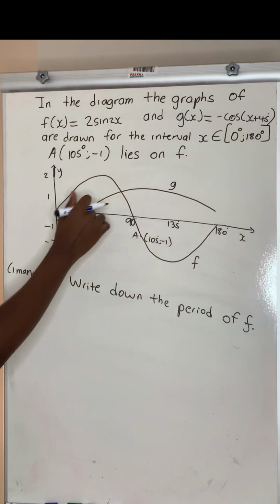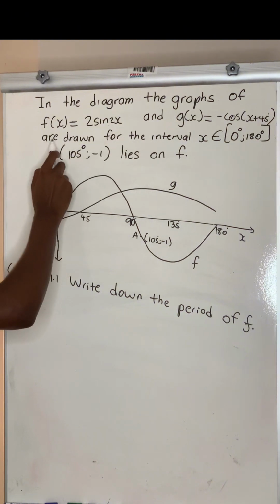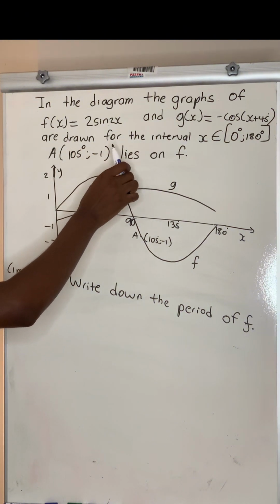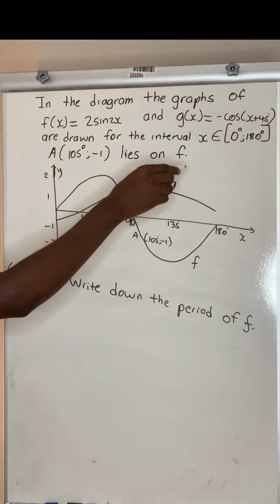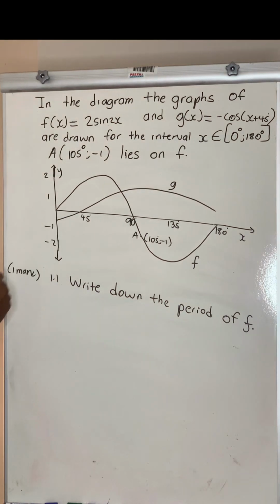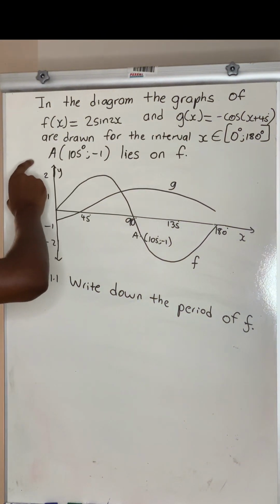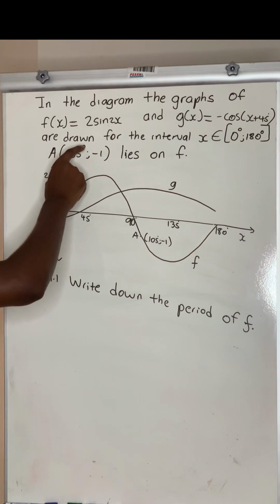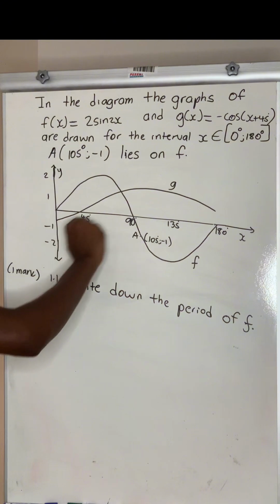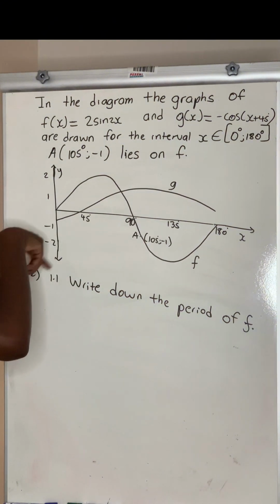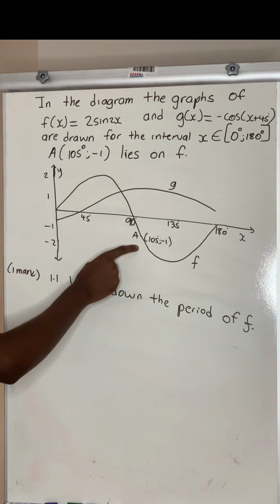So this question is basically a trig function, okay? So it says in the diagram, the graphs of f of x is equal to 2 sine 2x and g of x is equal to negative cos of x plus 45 degrees are drawn for the interval x is in elements of 0 degrees and 180 degrees. A is a point 105 degrees and negative 1 lies on f. Okay, so we have f and then we have g. Okay, we have our y-axis, we have our x-axis, and then we have our a, which is shown on the information. It's also shown on the diagram.